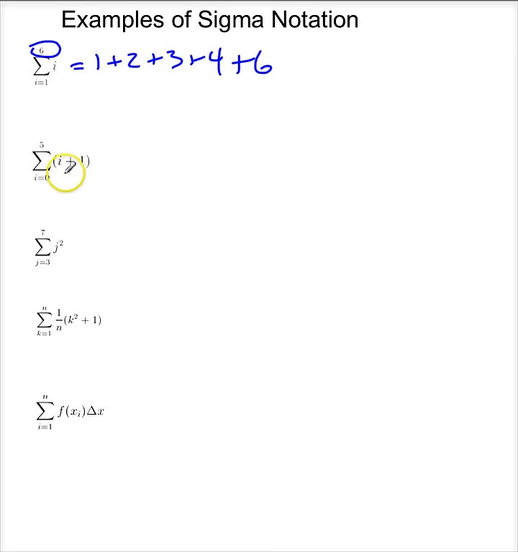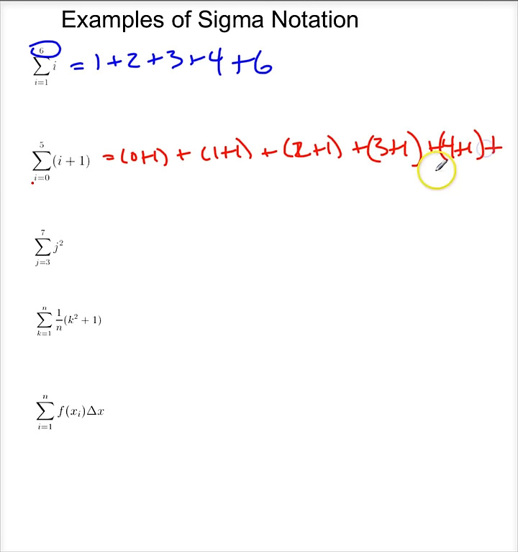What do I do if I have something like this? Well, first of all, I want you to notice that I'm starting at 0. So this is going to be 0 plus 1. I'm going to click this up 1, 1 plus 1, click it up another 1, 2 plus 1, click it up another 1, 3 plus 1, and so forth. I'm going to run out of room, so this is 5 plus 1.